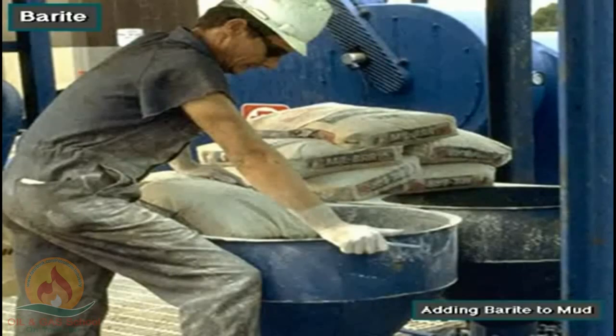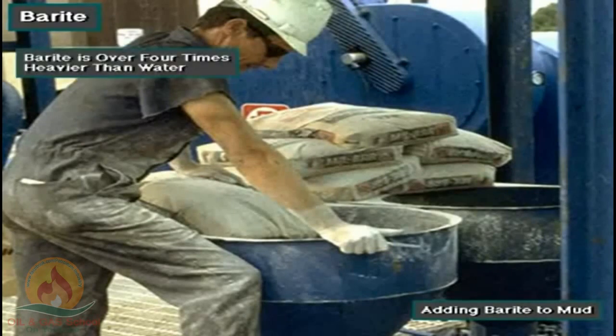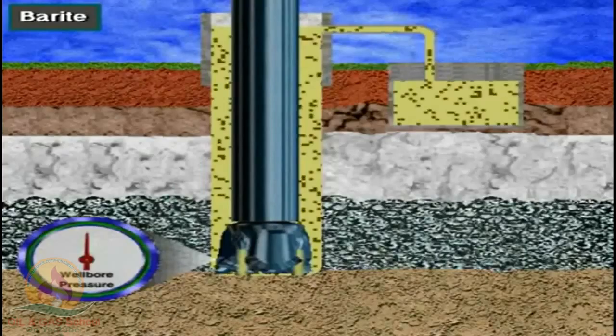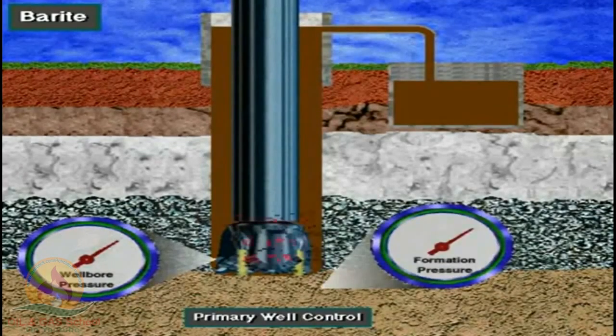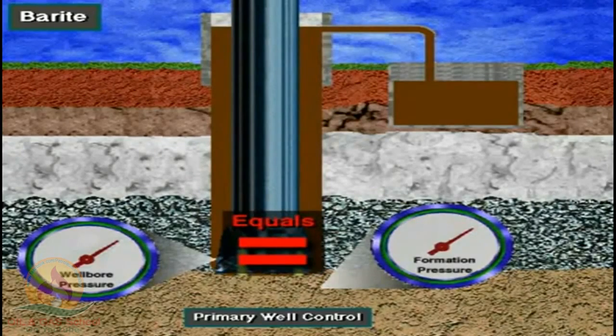The crew adds barite to mud to make it heavy or dense. Barite is over 4 times heavier than water. Dense mud exerts more pressure than light mud. Weighted mud controls formation pressure. This is called primary well control.